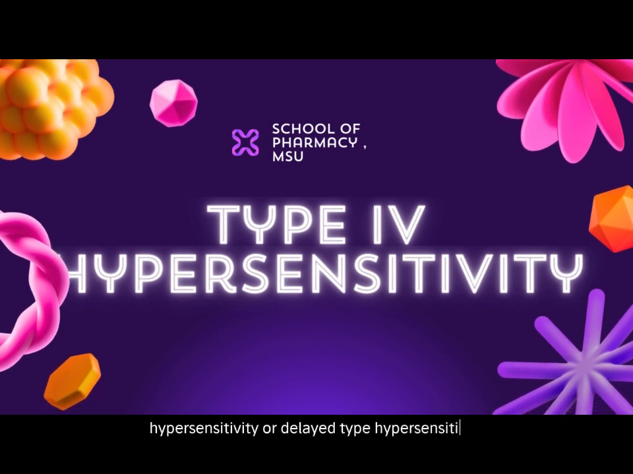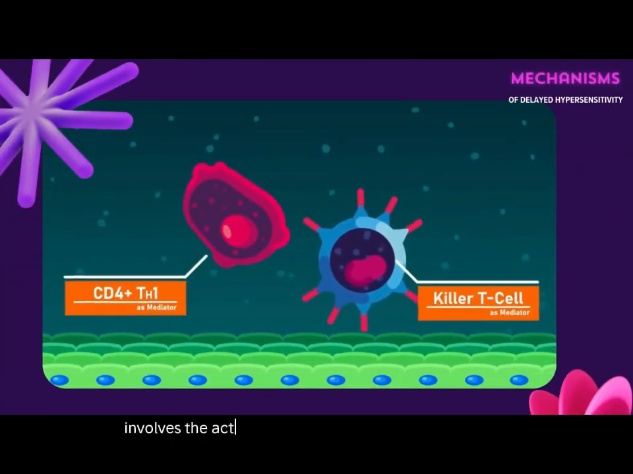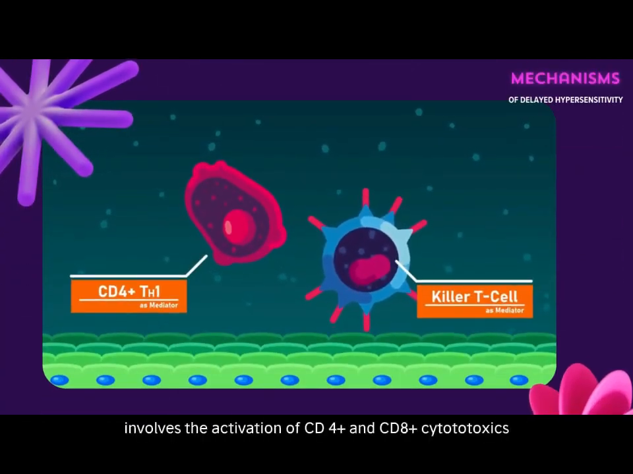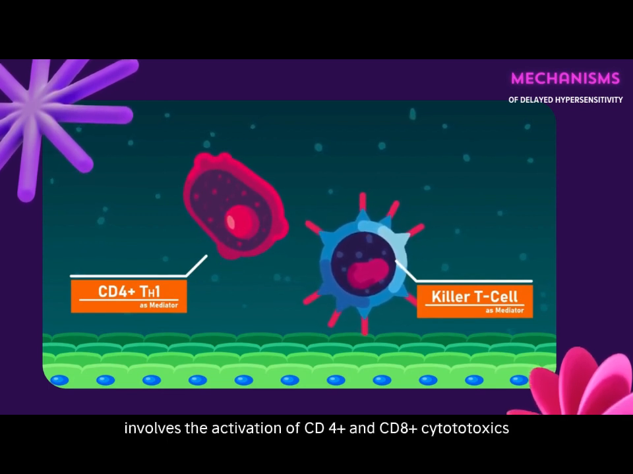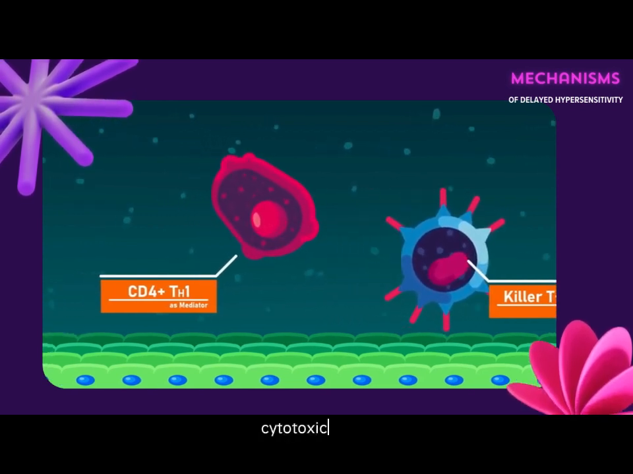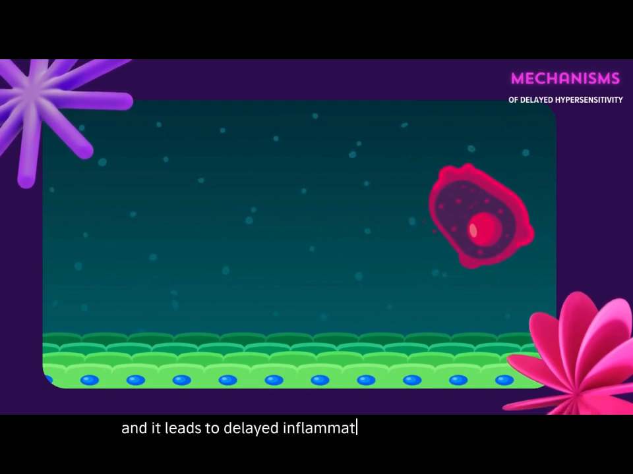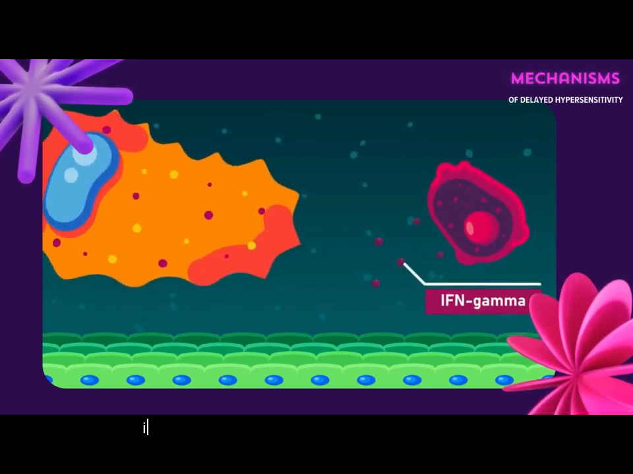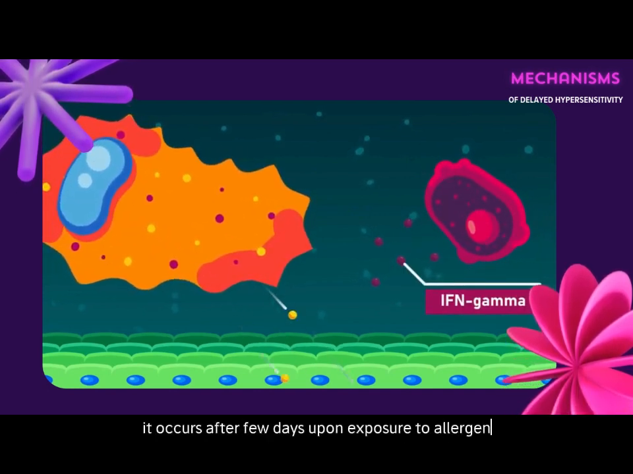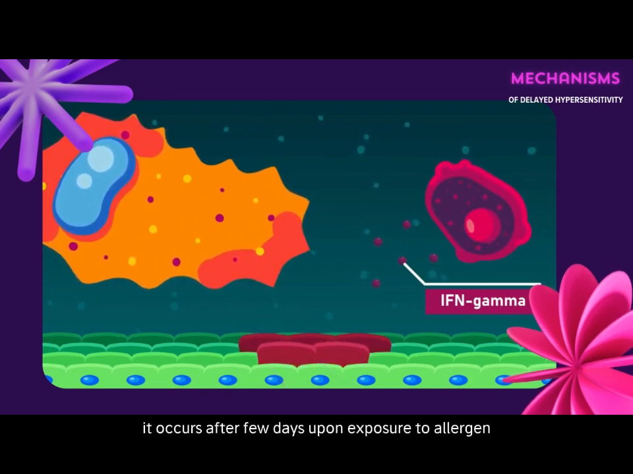Type 4 hypersensitivity, or delayed type hypersensitivity, involves the activation of CD4 plus and CD8 plus cytotoxic T cells, and it leads to delayed inflammation and tissue damage. It occurs a few days after exposure to the allergen.